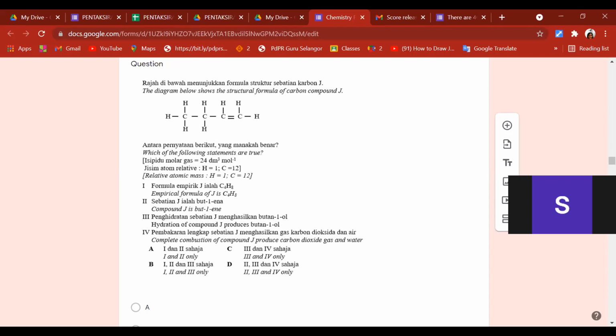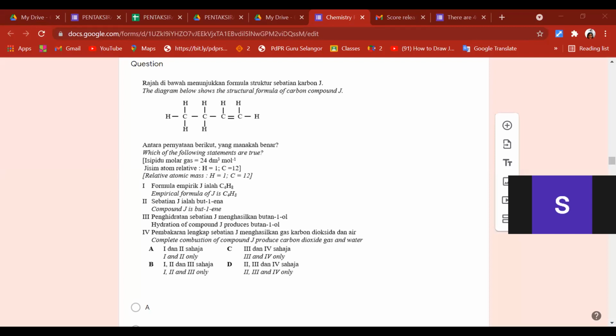Empirical formula means what? Yes, Damien, correct. The simplest whole number ratio. C4H8, teacher can break it down to CH2. So number one is already wrong. If number one is wrong, I can cancel A, I can cancel B. So A and B are out already. Now let's go to number two. Is compound J but-1-ene? You tell me, Zawawi, the last name on my list. Is it but-1-ene? Yes. Correct. So number two is correct. So C is also out because C has no number two. So the answer is 2, 3, and 4.